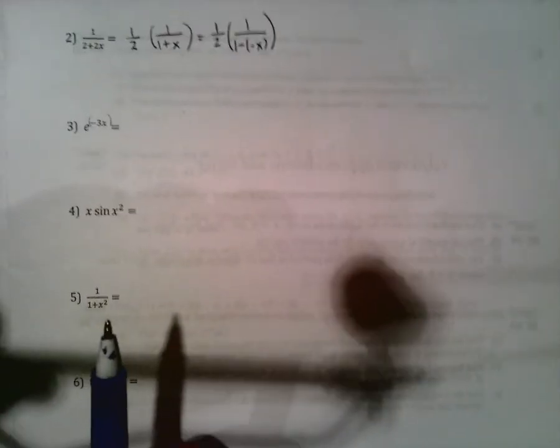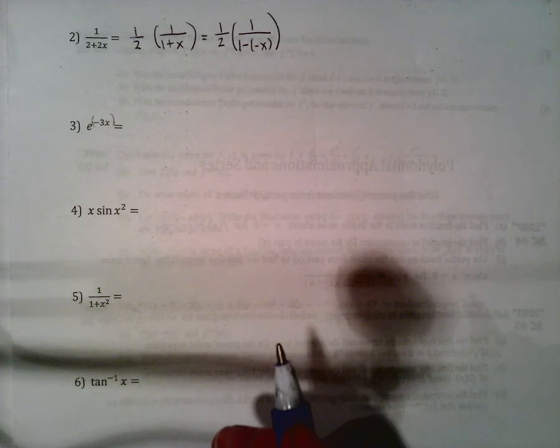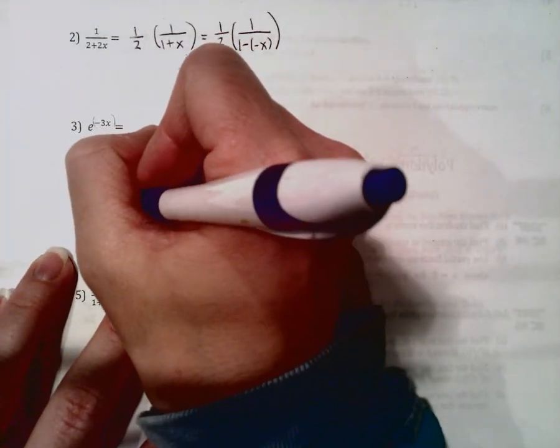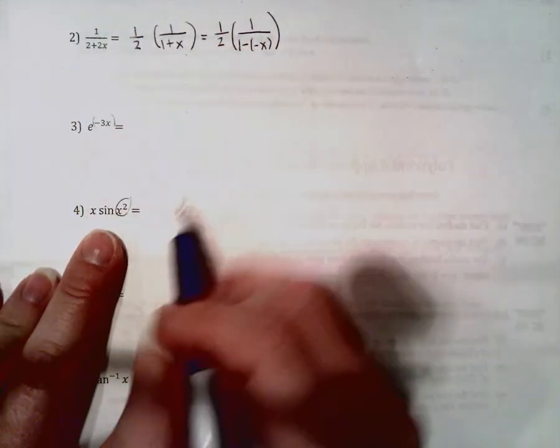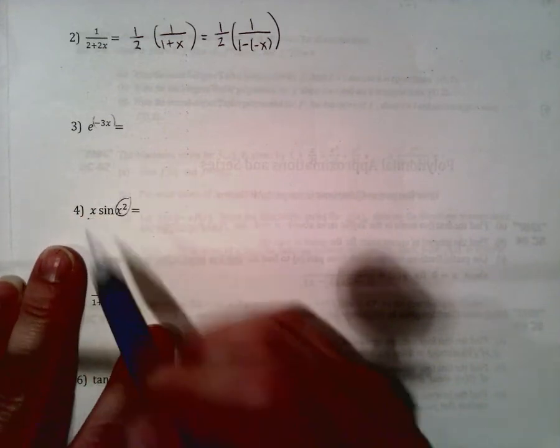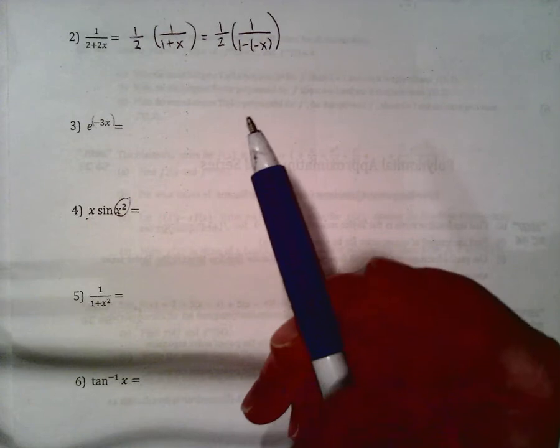For number 4, x sine x squared. So this has a couple things going on. We're definitely going to compare it with the sine function, but then you're going to replace all the x's with x squared, and then also multiply each term by an additional x. Kind of interesting.